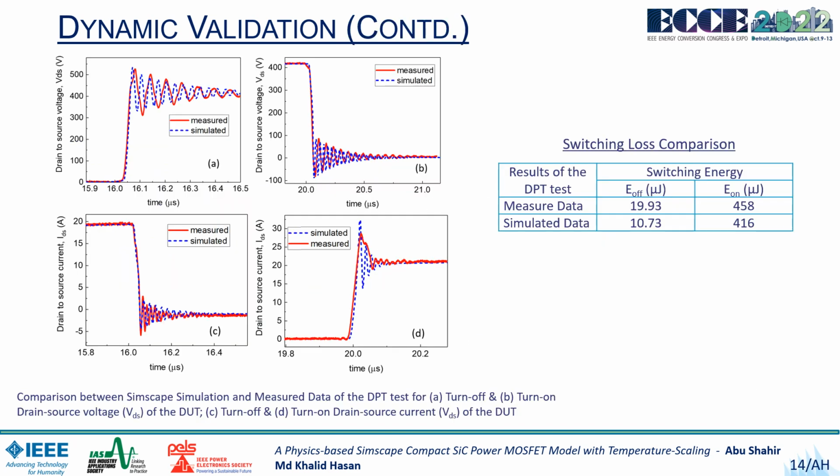A comparison between Simscape simulation and measured data for the DP test is shown in figure 7. A and B show the turn off and turn on of the drain source voltage VDS of the DUT respectively, while C and D show the turn off and turn on of the drain source current IDS of the DUT respectively. The parasitics in the measured data were adjusted as much as possible. The switching loss comparison for the DPT test is shown in the table. The turn-off switching energy E off is much less than the turn-on switching energy E on, as expected.